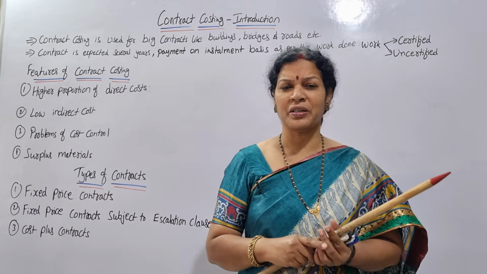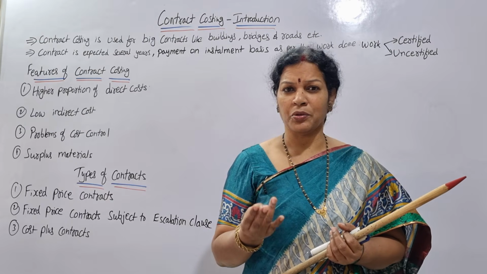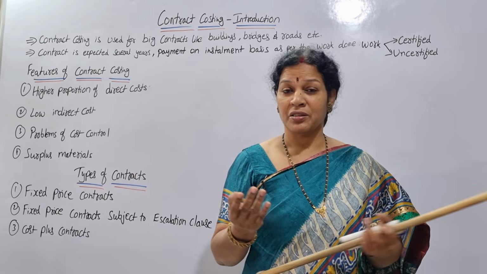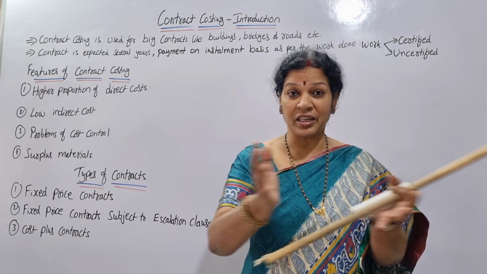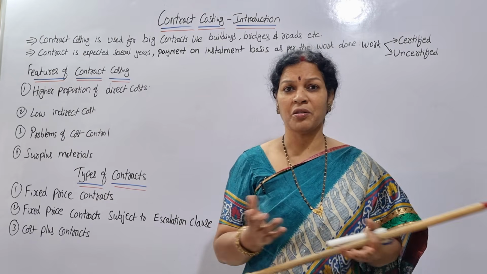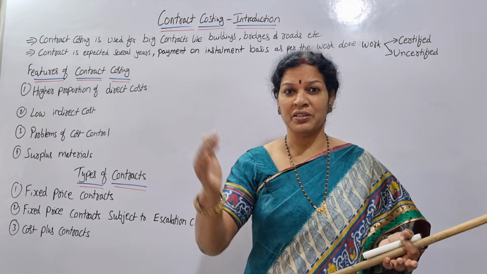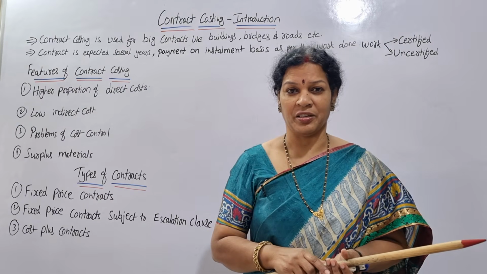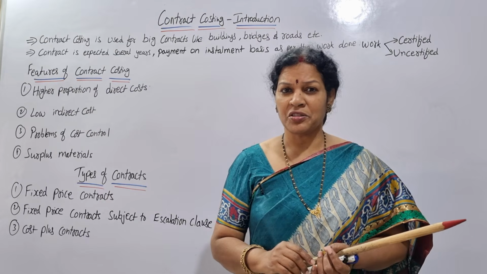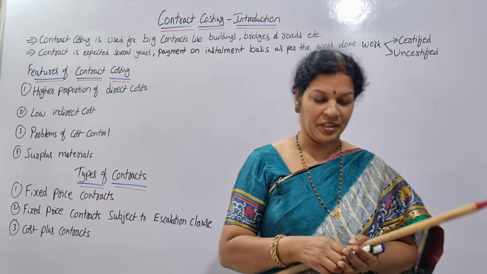Generally this is used from a constructional point of view, maybe buildings, roads, railways, or dams. So for this kind of construction work, we use contract accounting. This is a long period, not 1 year or 2 years, maybe 4 or 5 years, that the contract goes on continuously. So in contract costing, we'll find two parties, contractor and contractee.